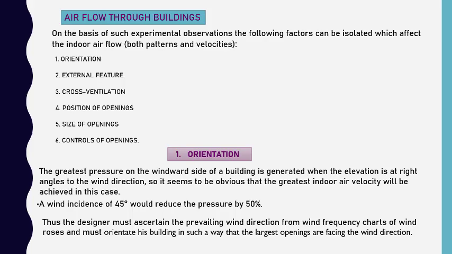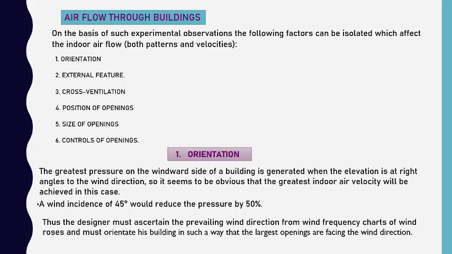First is orientation. Second is external feature. Third is cross ventilation. Fourth is position of opening. Fifth, size of opening. Sixth, control of openings. Let's come to the first point, that is orientation.